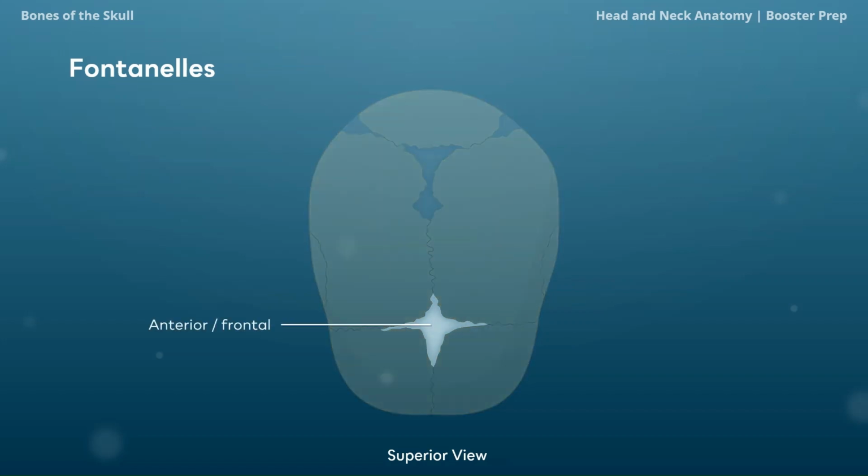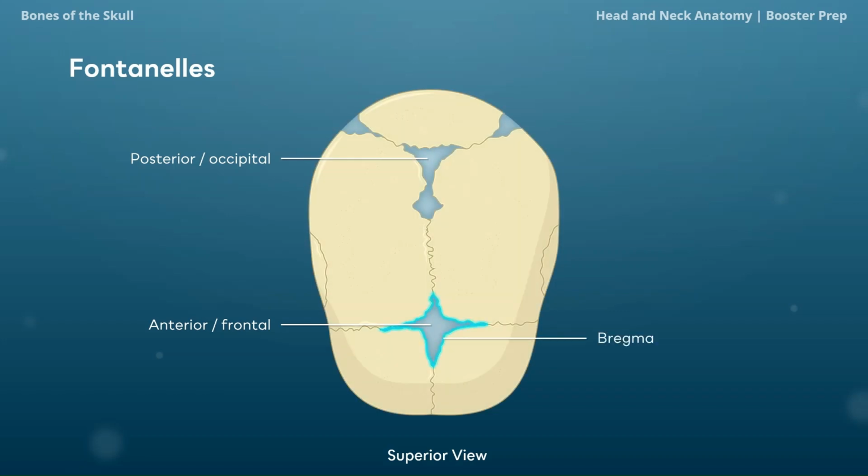This is located between the sagittal and the coronal sutures. The second type of fontanelle is the posterior, also known as the occipital fontanelle. This is located between the sagittal and the lambdoid suture. Once these fontanelles fuse together, the sutures between them intersect with each other, and these intersections give us 2 anatomical points called the bregma and the lambda.